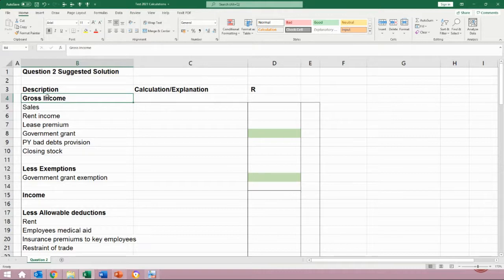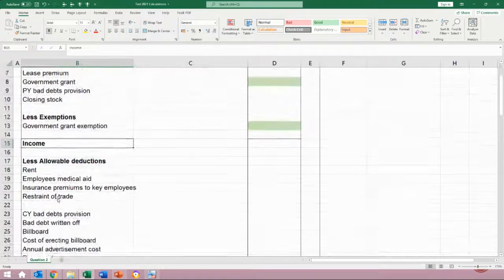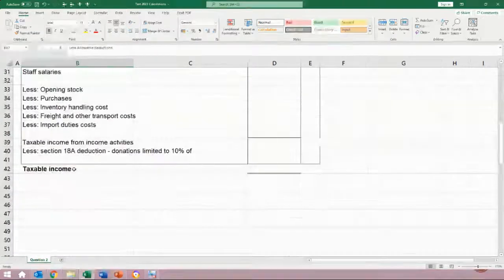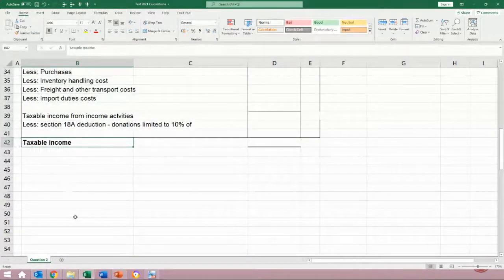So then what you do is you write gross income less exemptions to get your income, less your allowable deductions, and that would give you taxable income. Now, because they asked for the taxable income, you only have to list those components. You can see in this question, we do not work out the normal tax. We do not take into consideration if there are any prepayments to work out the tax liability. So that is where you had to stop your calculation.